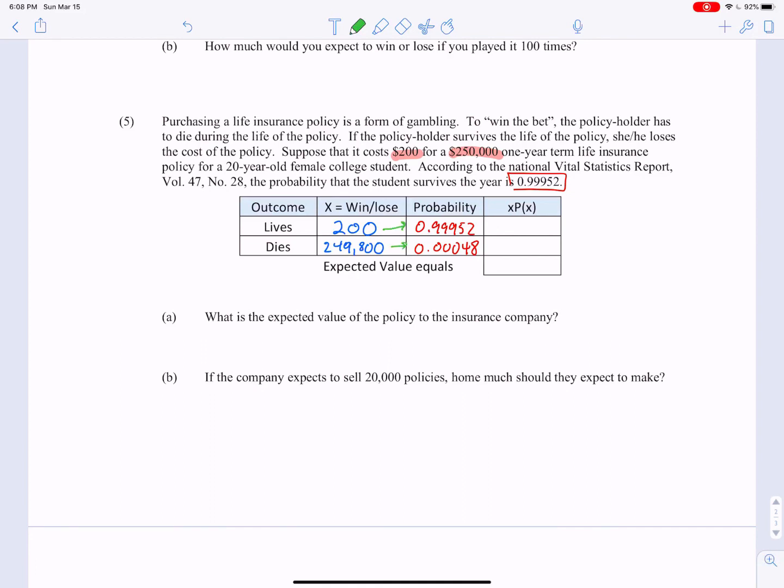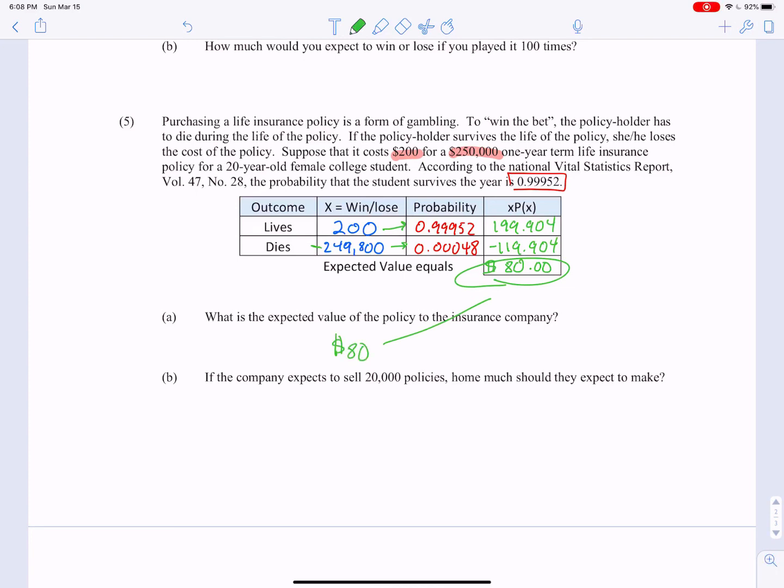200 times 0.99952 is 199.904. And the loss, I should put a negative right there, negative 249,800, that's how much they're going to lose, times 0.00048 would be negative 119.904. And so that leaves you a net balance of $80. So the expected value of the policy to the insurance company, they expect $80. That's how much they expect to make.